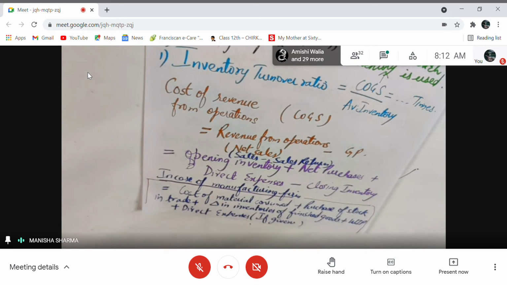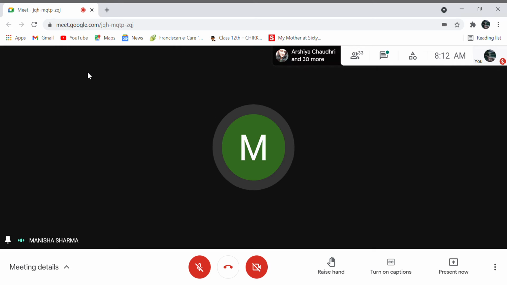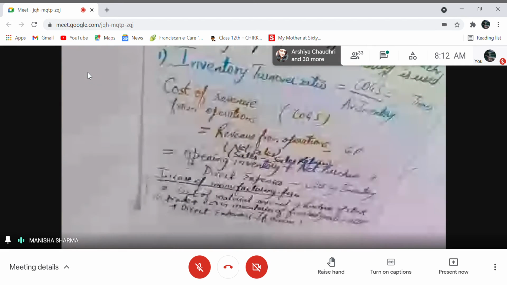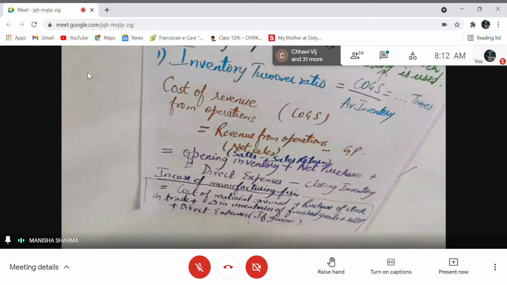And the second formula in terms of GP, can anyone tell me? In terms of GP, the second formula of COGS. Who will answer? Please raise your hand. Okay, I'll call your names. Ashima, can you tell me the formula of COGS in terms of GP? Who will answer? Ishpreet? Ma'am, net sales minus gross profit.